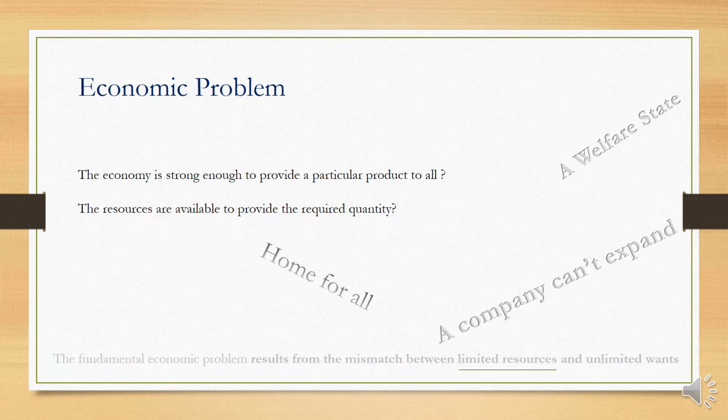If they can provide homes to all, that's good, they are not having any kind of economic problem. But that's not possible if a huge quantity is required. For example, they can provide homes to a few, but not to the whole poor population. We will say the fundamental economic problem results from the mismatch between limited resources and unlimited wants.